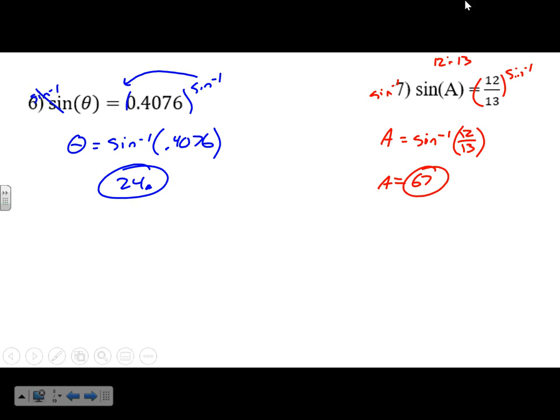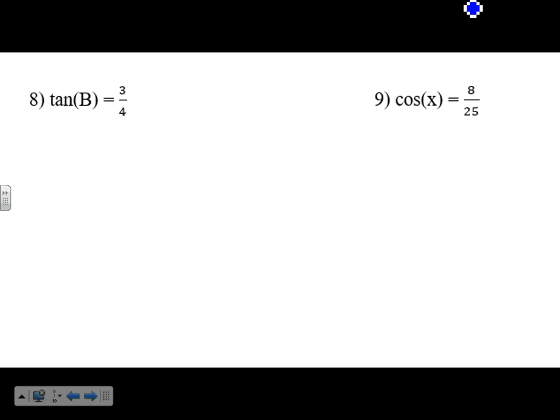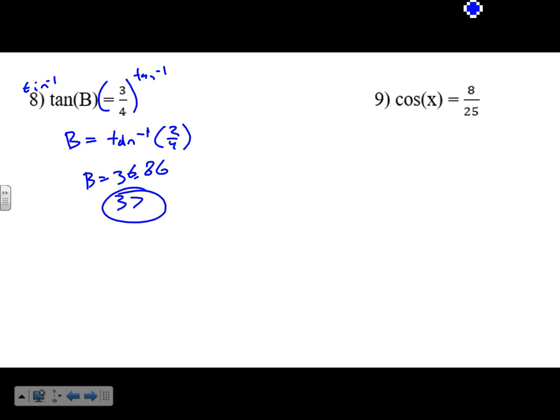Same thing for all these, inverse tangent. So B is equal to the inverse tangent of 3 over 4. Again, I just typed on my calculator how I see it. The inverse tangent, 3 divided by 4 is 36.86, so that ends up being 37. It's the nearest degree. And inverse cosine, so x is equal to the inverse cosine of 8 over 25.